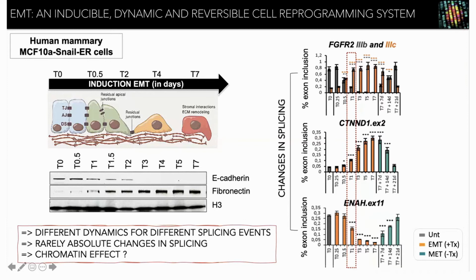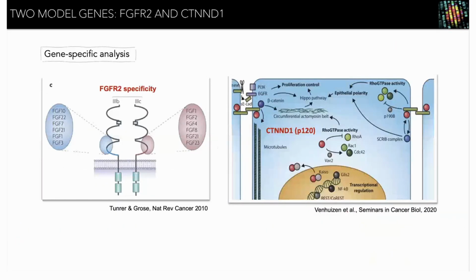Rarely do we have absolute changes in these inclusion levels, meaning going from 0% inclusion to 100% inclusion. In this gene, we do have a very quick and absolute change. Most of them are really very progressive, and they go from 0 to 30% inclusion or 30% to 0. And 30% inclusion means that either 30% of the cells have inclusion, or 30% of the transcripts have inclusion. So we're talking about cell-to-cell or transcript variability, and therefore probably chromatin modifications involved in this regulation.